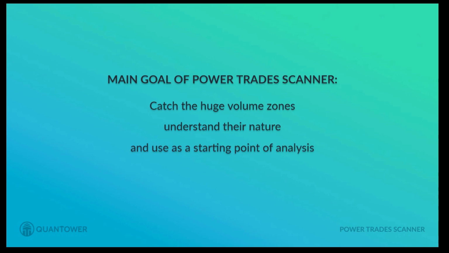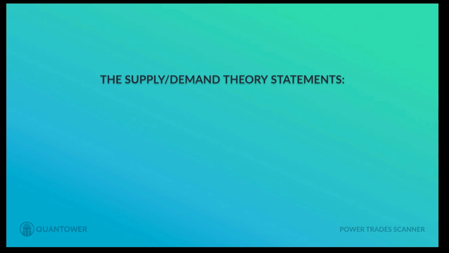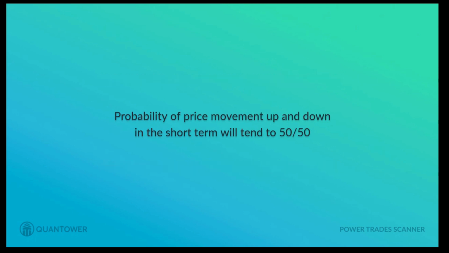But before we go ahead, we need to clarify a couple basic points. As you see on the slide there are two important statements. The first statement is that the probability of price movement up and down in the short term will tend to be 50-50 one way or the other. The second statement is that the price always moves towards the least resistance. So keeping these two statements in mind, let's think deeply about probability and clarify why it's 50-50.